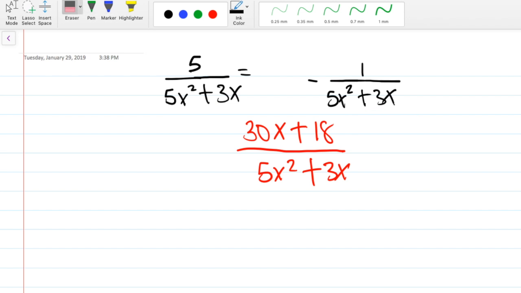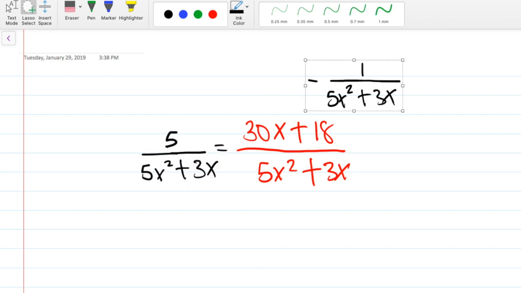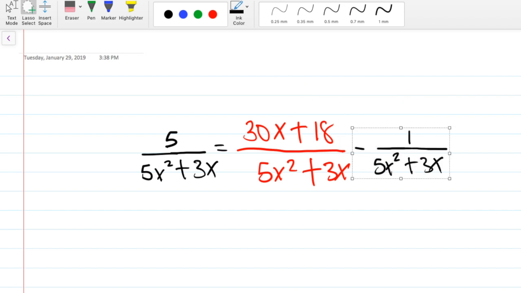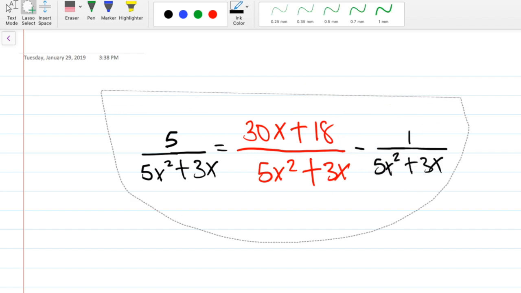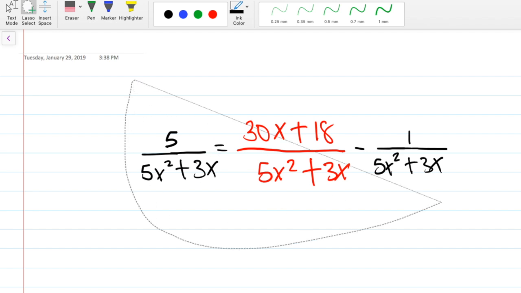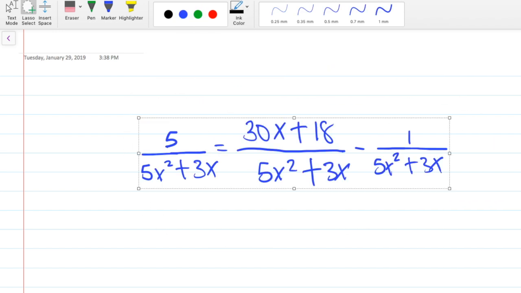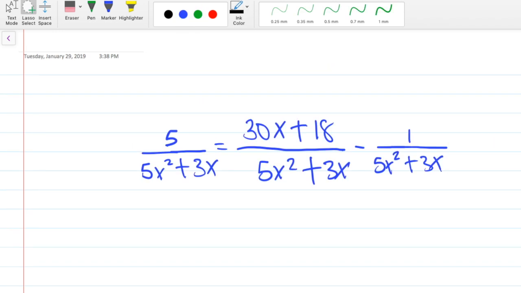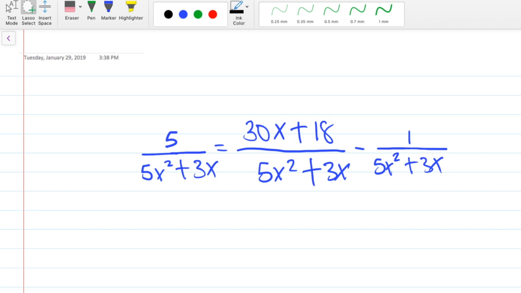Let's get some more space for ourselves here instead of rewriting everything. Let's make it all blue. All right, perfect. So now all you have to do next is simplify the right side of the equation. So we're gonna forget about this part right here, and we're just gonna work with the right side.